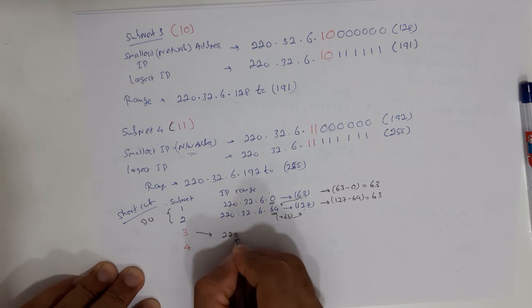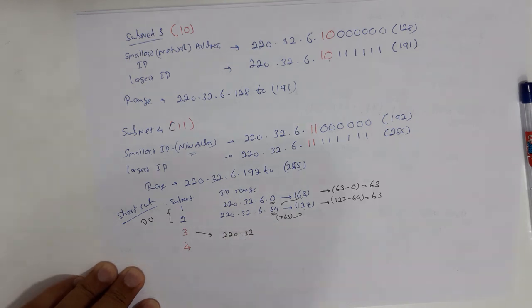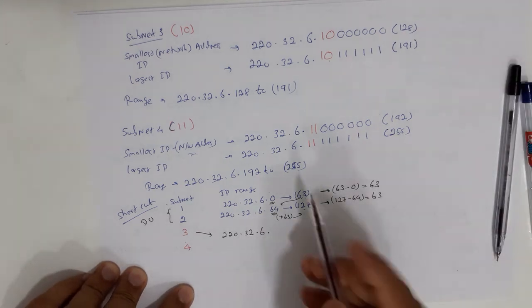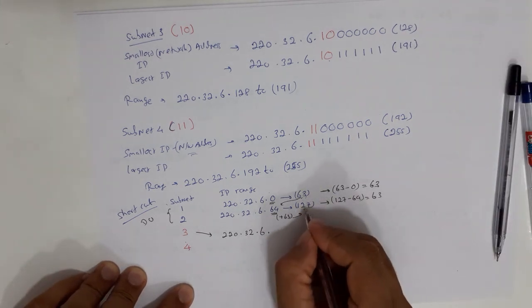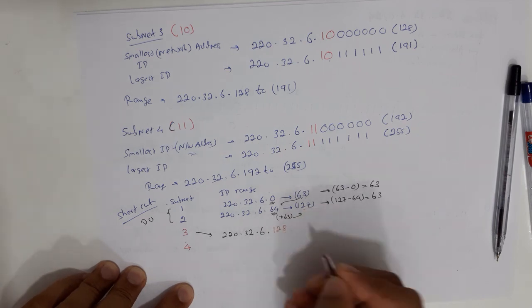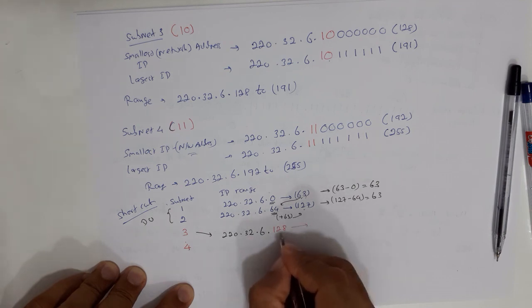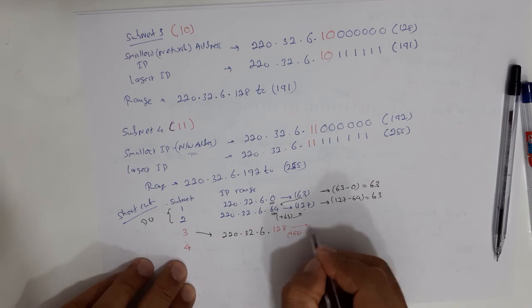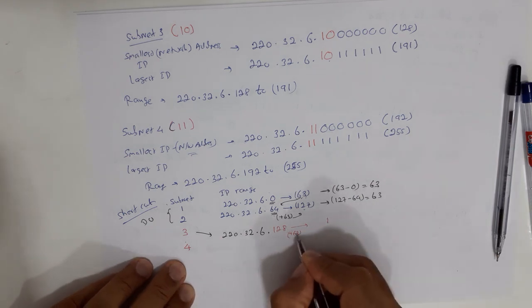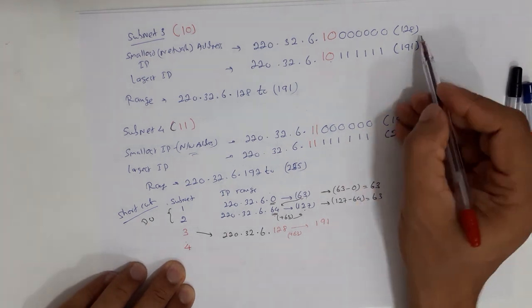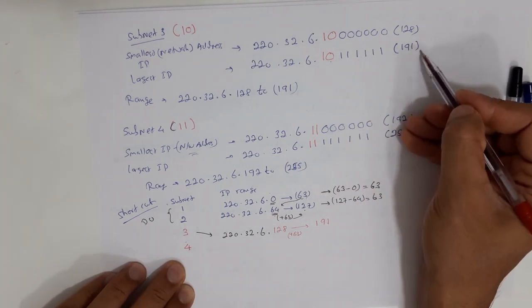If I go to subnetwork 3, 220.32.6, then what is the starting of this one? One after the last of the earlier. That means 127 is the last IP address of the previous one. This should be 128. Then how to get the last one? Adding 63 to it. Then 8 plus 3 will be 1, then 6 plus 2 and 1 will be 9. 191. We got it. 128 to 191.